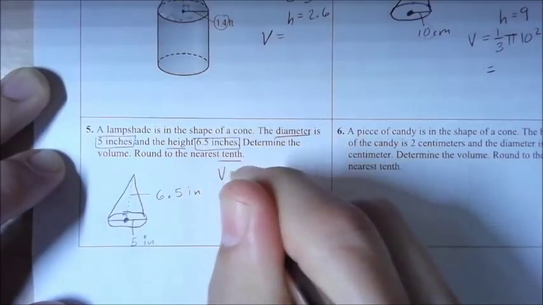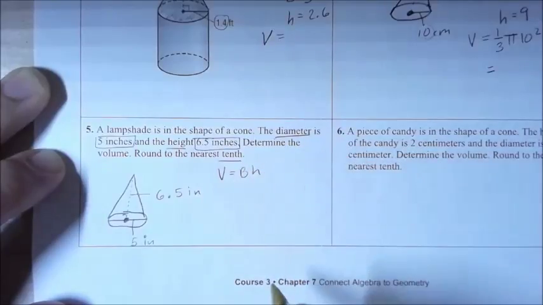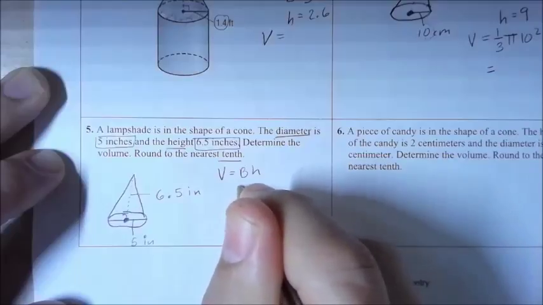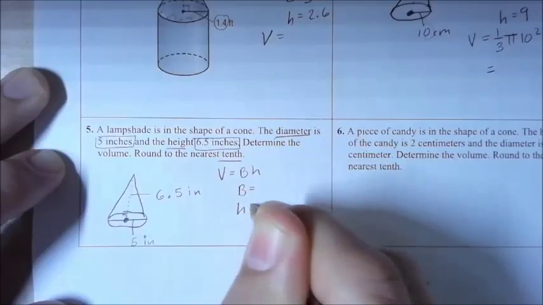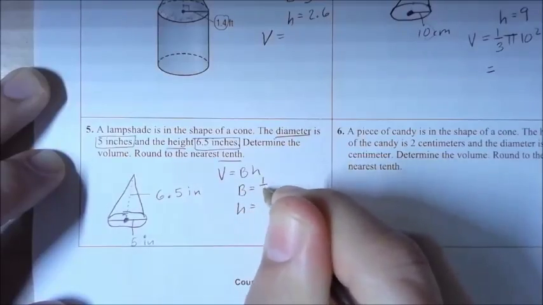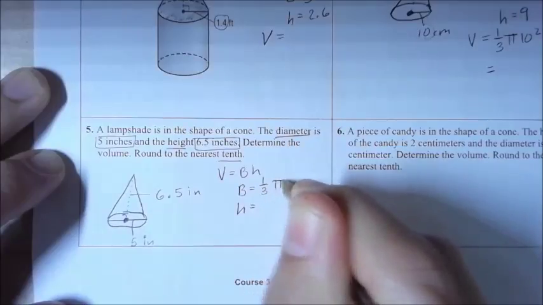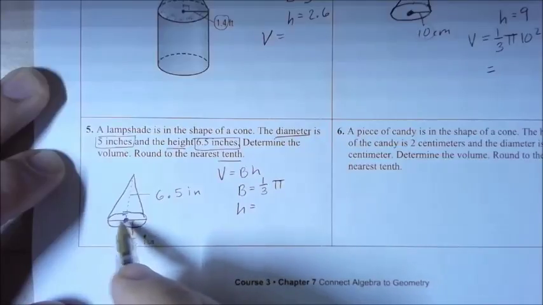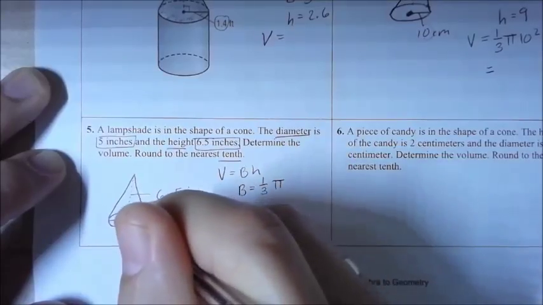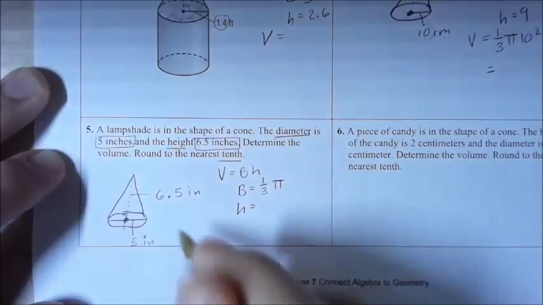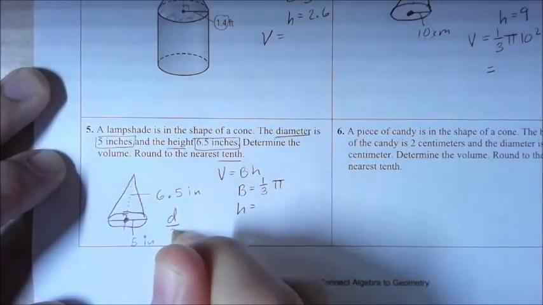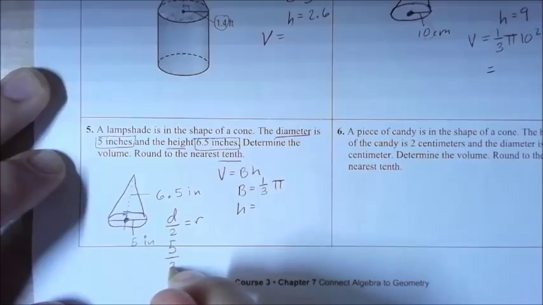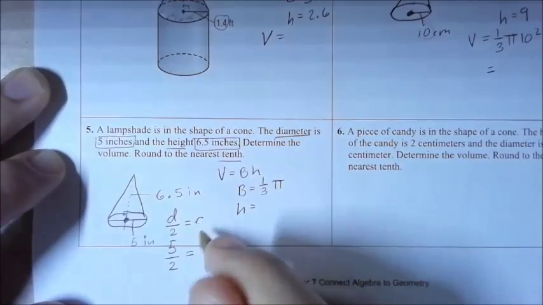So now we do our formula. V equals big B times H. And so we have our big B and our H. And big B is going to be 1/3 pi times the radius. Now notice this isn't the radius. It says that this is 5 all the way across. We only need half of it. So I need half of 5. So the diameter divided by 2 equals R. So I'm going to do 5 divided by 2 is equal to R.